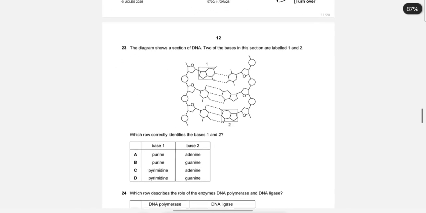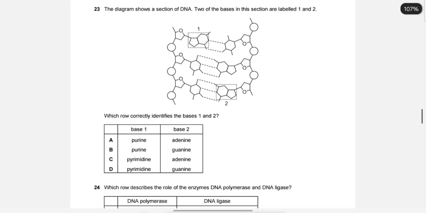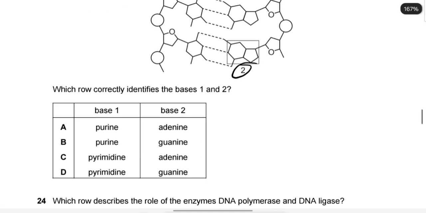Now on number 23, it says the diagram shows a section of DNA, and 2 of the bases in this section are labeled 1 and 2. 1 up here and 2 down here. Then the question says, which row correctly identifies the bases 1 and 2? And for this, looking at our answers, we have purines, pyrimidines, adenine, guanine, adenine, and guanine.